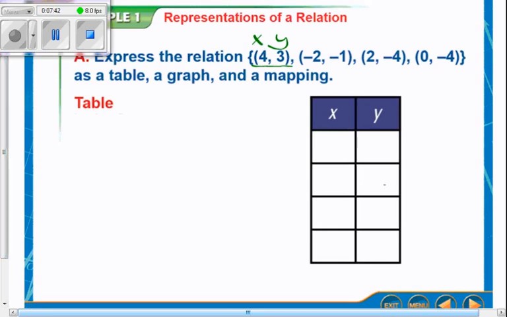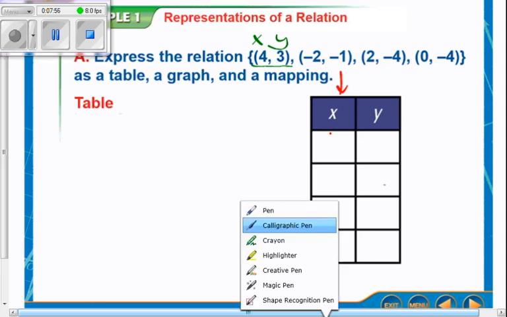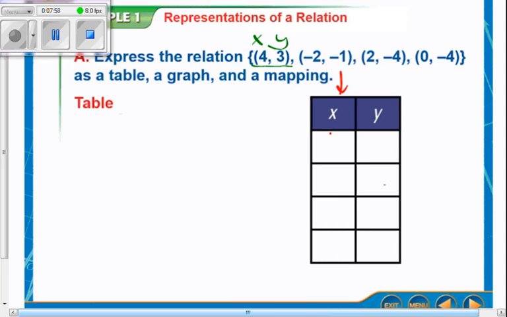My first one is 4. Oh, but one other thing, before I do that, I really like to have this in order from small to large by my x's, yes? So what I'm going to focus on here is this. I've got 4, -2, +2, and 0. What is my smallest one?